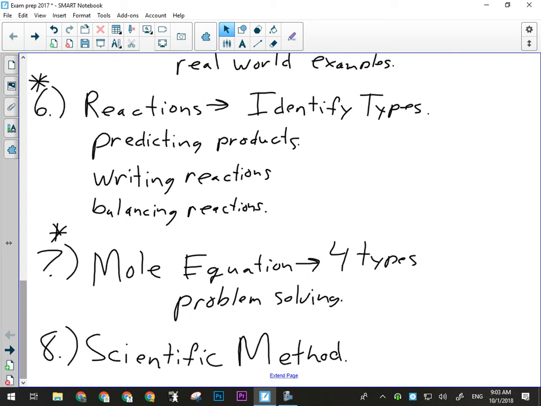So in terms of marks here, in the written response alone, there are 23 marks on reactions. Each one of the prediction problems is a 4-mark question. So there's 16 marks in the predicting, 7 marks in the balancing, and that's just in the written. There's probably another 5 or 6 in the multiple choice. There are 14 marks on the mole equation. And then the other ones are 5 marks here, 4 marks there.